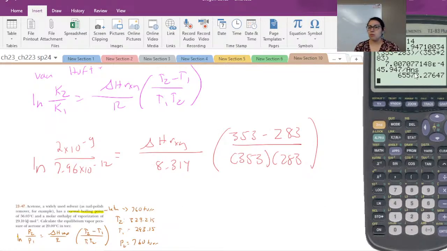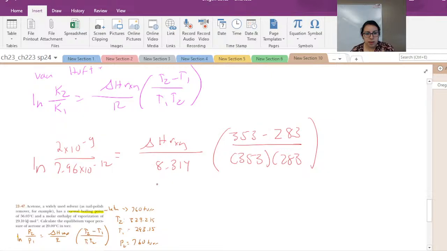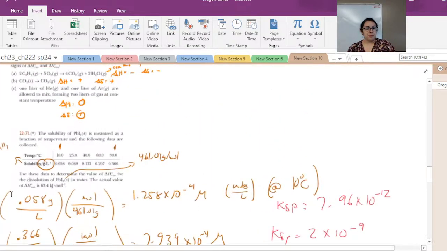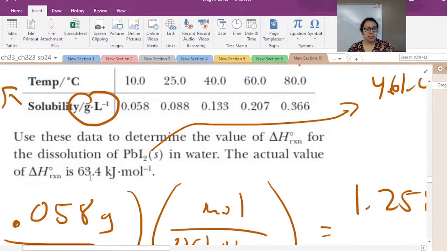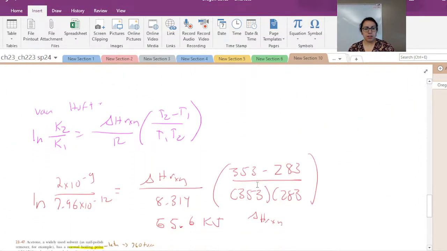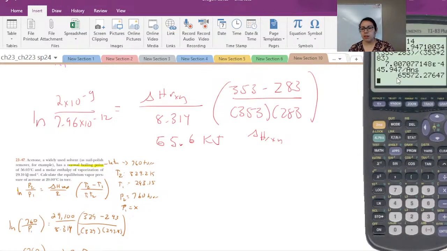All right, so I got this for my final answer. And so this is in joules. So about 65.5 or 65.6 kilojoules for our delta H of our reaction. And then it tells us that the actual value is 63.4. So I feel pretty good about our determination there. I got 65.6, so plugging that in, right, it comes up to 65,527, and then I just converted it to kilojoules.